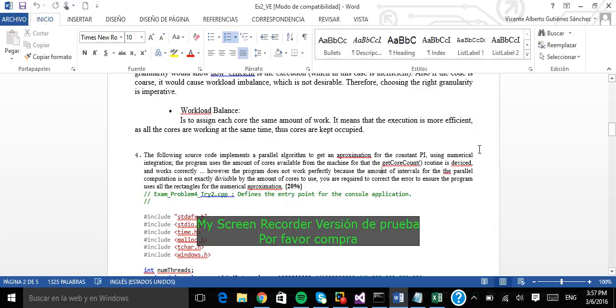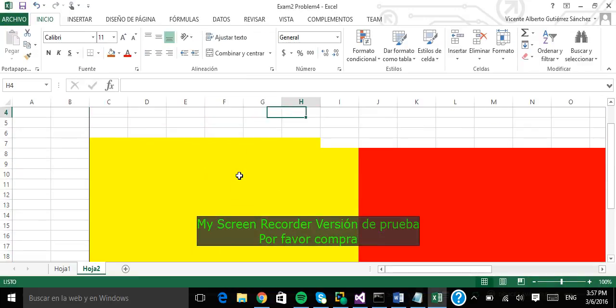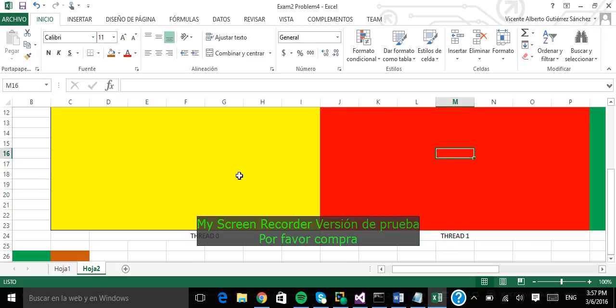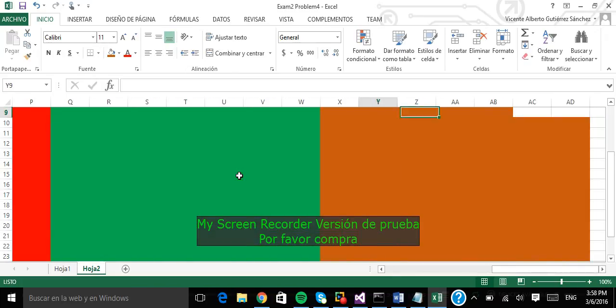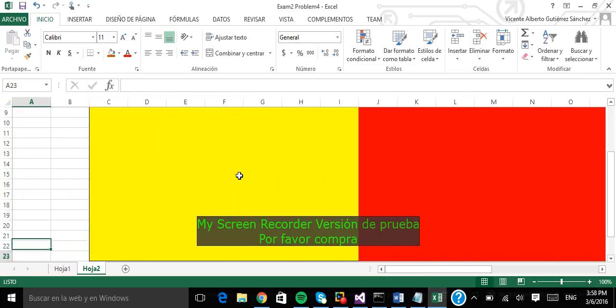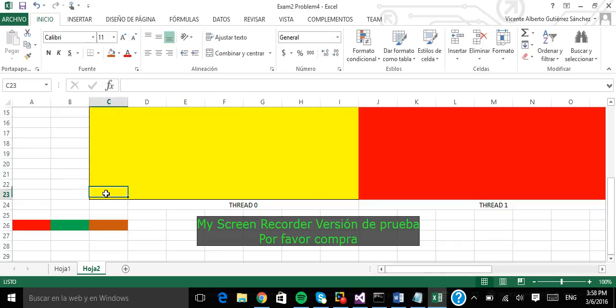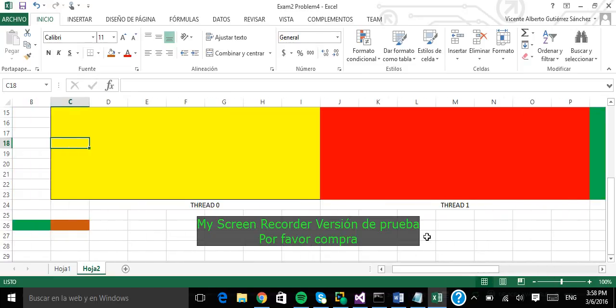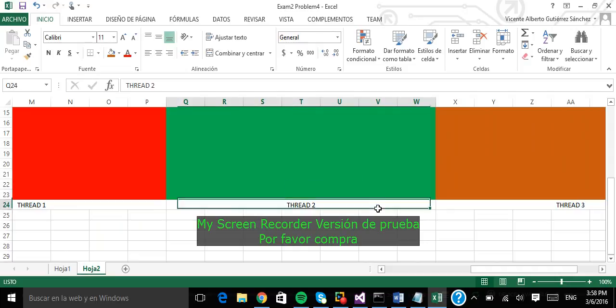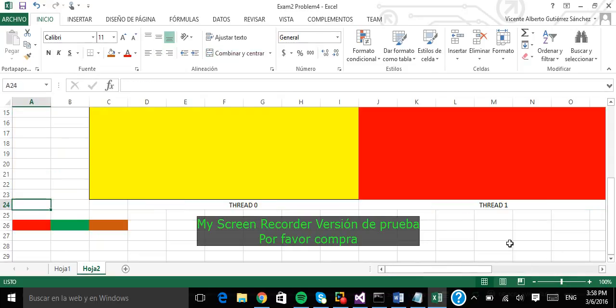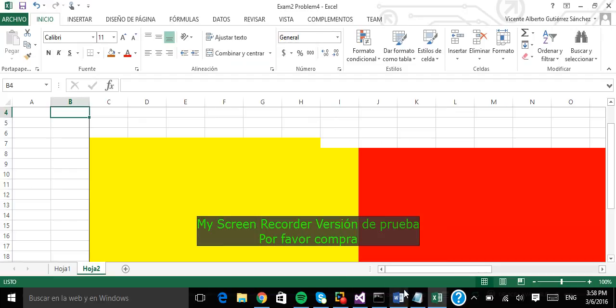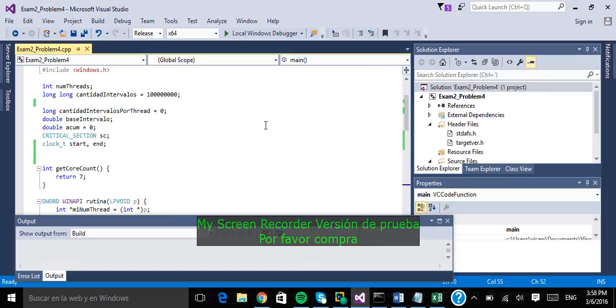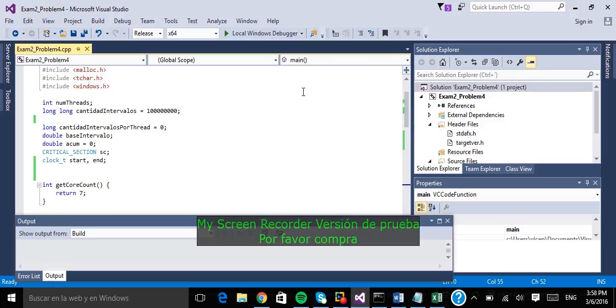amount of cores. So the problem was something like this, where imagine this is a pie chart, the graph for the calculation of pi, and the first chunk of the graph was assigned to thread number 0, the second part to thread number 1, then thread number 2 and thread number 3, supposing that we had 4 cores for the calculation, right?